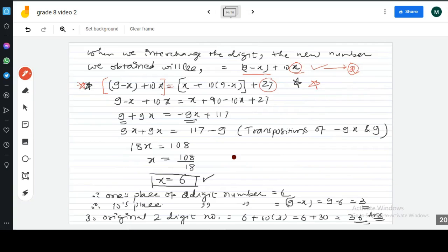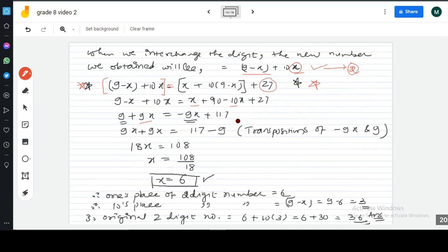Just simplify, you will get the value of x, then by resubstituting you will get the value of the tens place digit, that is 9 minus x, and you will get the required 2-digit number. So here we simplify 9 minus x plus 10x, remove the bracket. Here also we do the same: x plus 10 times 9 is 90, 10 times x is 10x, plus 27. Now minus x plus 10x will become 9x. To the right side we have two terms of x, so x minus 10x will become minus 9x. Taking the sum of the constants, 90 plus 27 is 117.